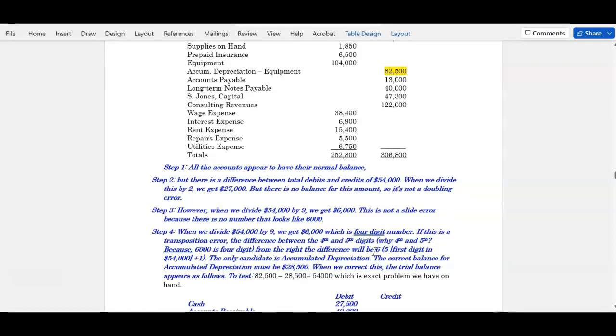Okay, you are looking at the fourth and fifth digits from the right-hand side, but how much difference are you looking for? You are looking for a difference of 6. Wait a moment. Where is that 6 coming from? The 6 comes from this part. The first number in 54,000, what is it? 5, right? The first digit is 5.